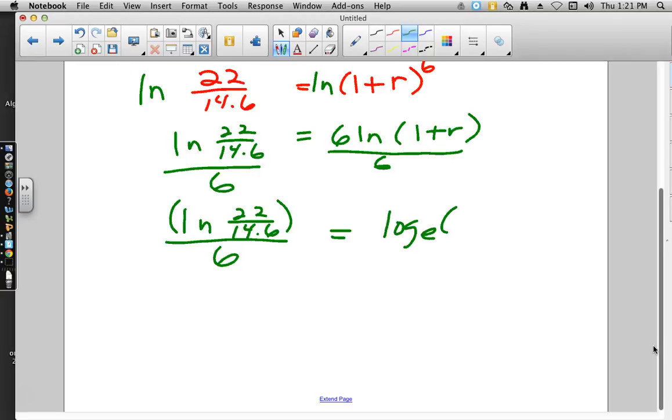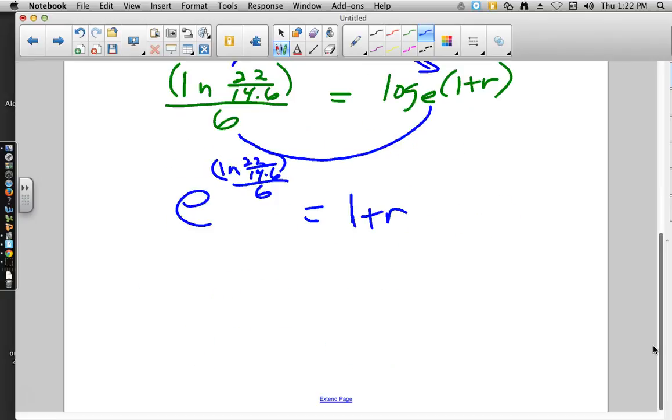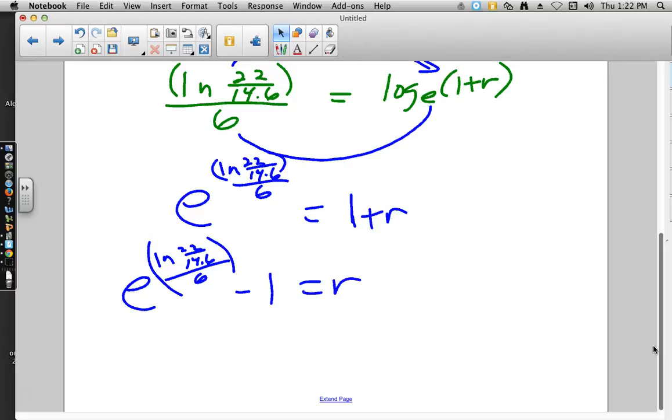But in order to get rid of that ln, I need to think of that as the logarithm base e of 1 plus r, which brings us to the point when we would snail shell this. We would exponentiate it and say e to this power equals this. So e to this really obnoxious power of the natural log of 22 divided by 14.6, divided by 6, equals 1 plus r. Then once we have this answer, we will subtract 1 from it. And that way we can punch this in all at once.